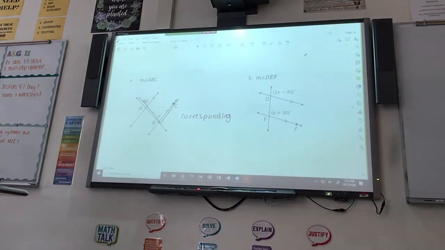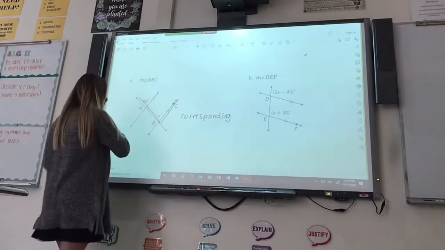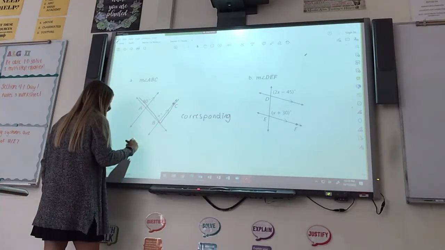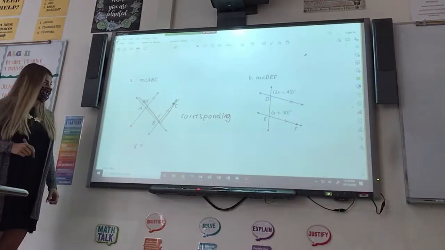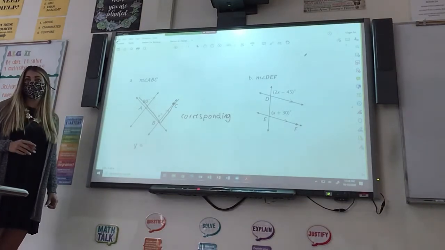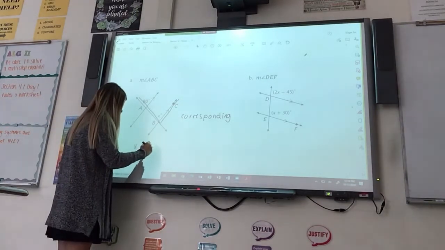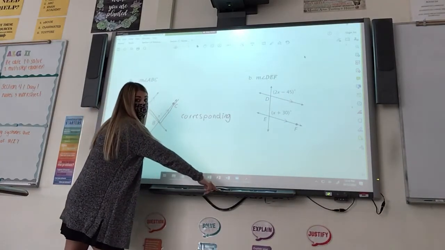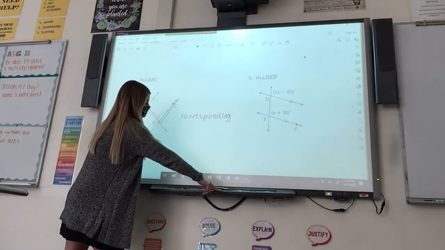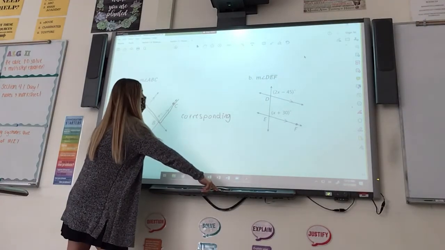They are congruent. So if they are congruent, what is x equal to, or the measure of angle ABC? It's 80. They're congruent, they have to be the same. So x equals 80, and then x is just the measure of angle ABC.